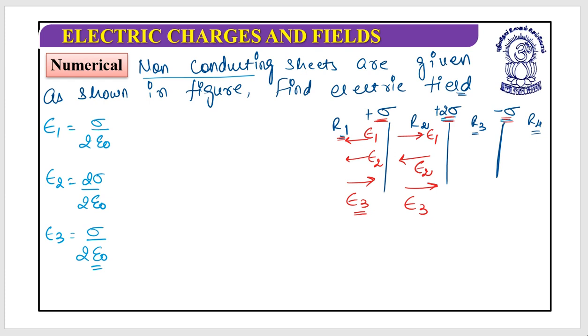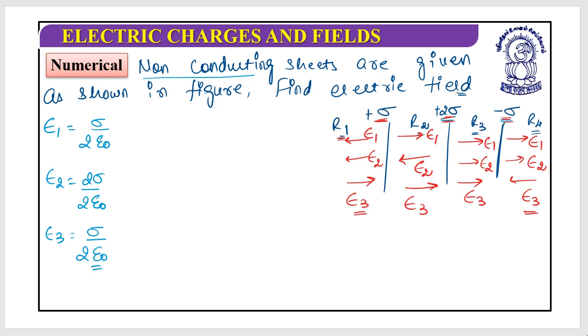Now what would be the situation in region number 3? This is plus sigma, so this is E1, this is plus 2 sigma, this is E2. This is minus sigma, so the electric field line should be moving towards the body. This is E3. Now what was the situation in R4, region number 4? For plus, it should be moving like this. This is E1. For plus 2 sigma, it is moving like this. This is E2. And for minus, it should be moving like this. This is E3.